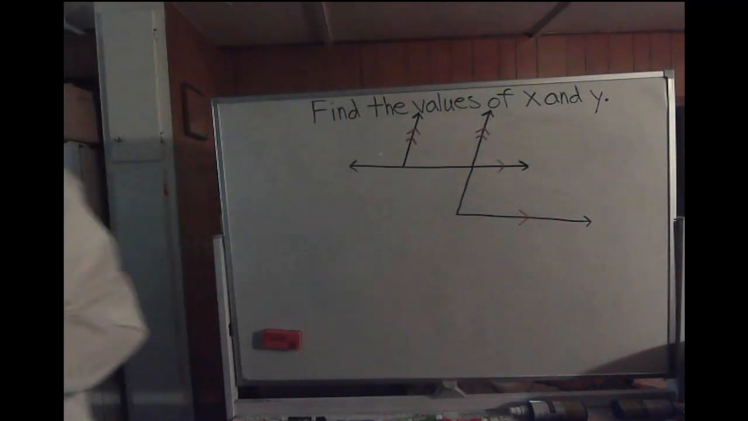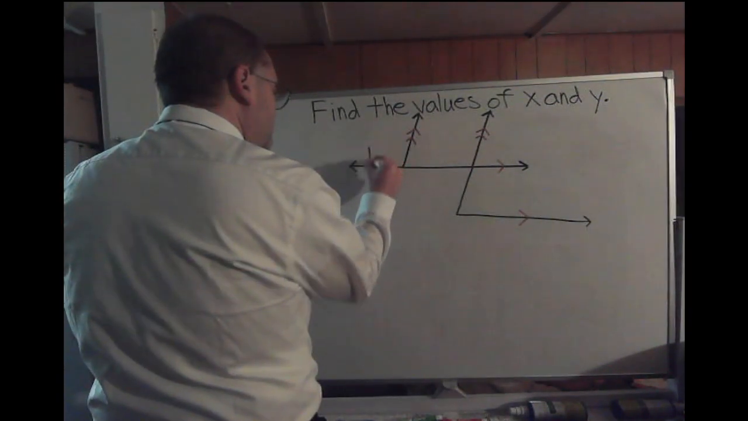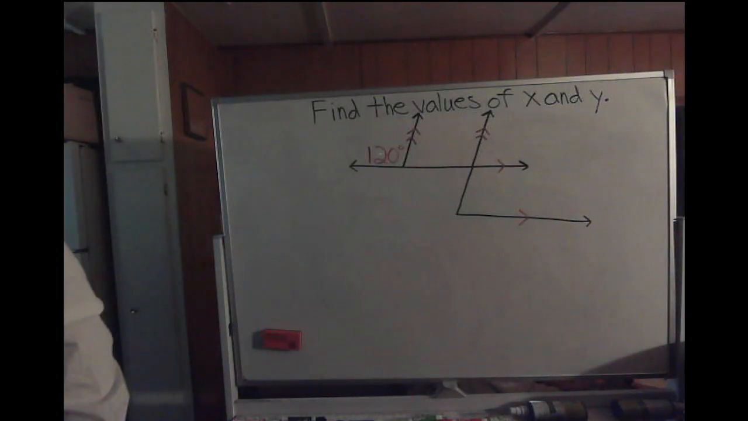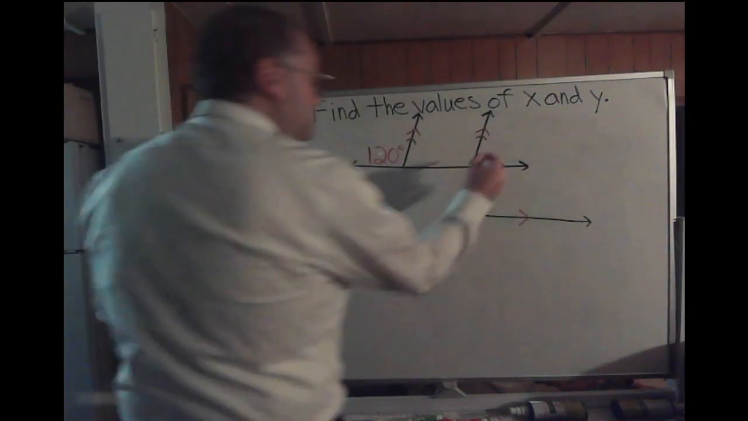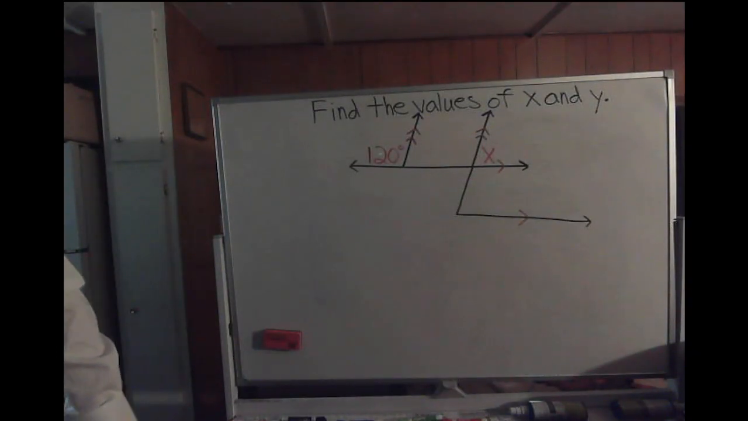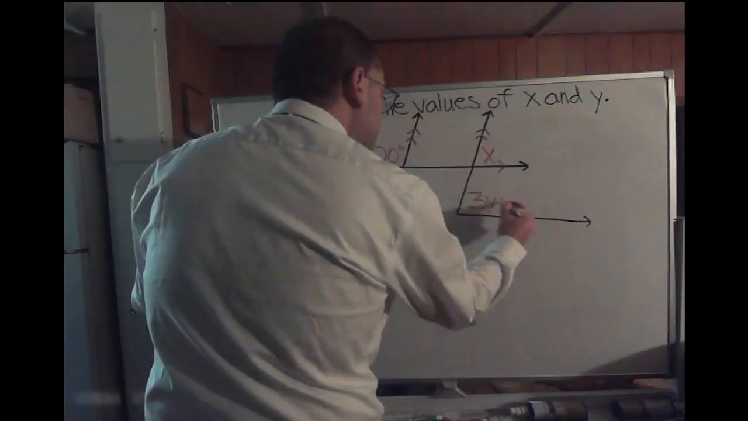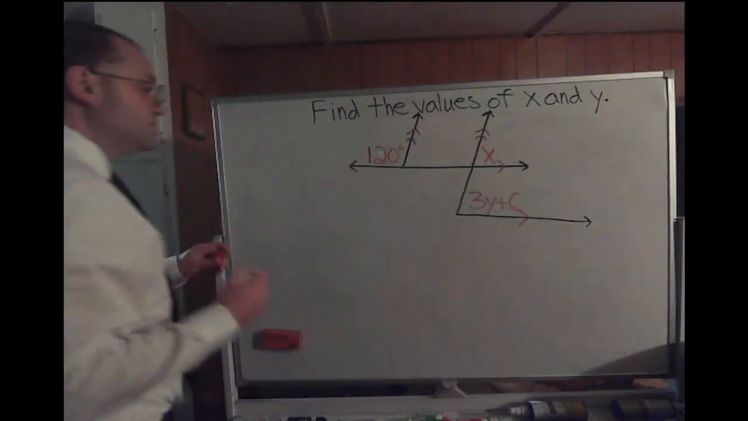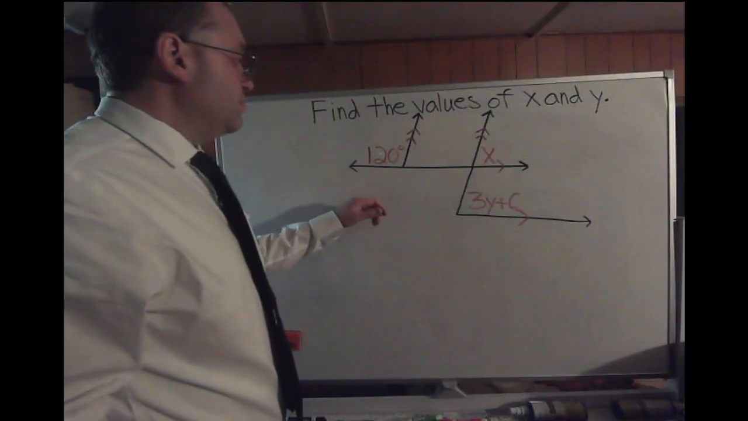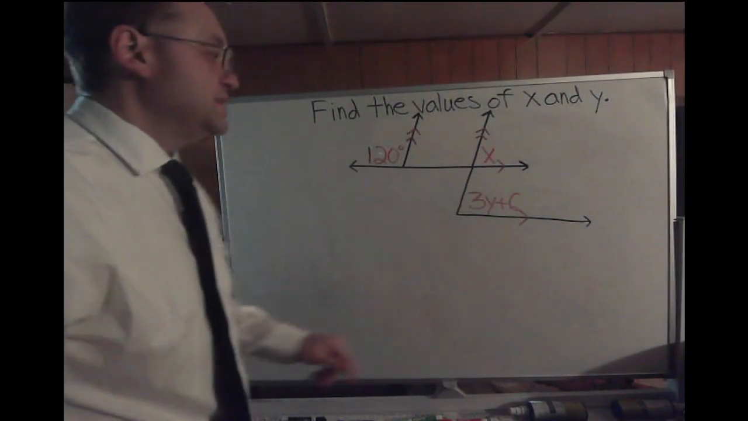Okay, what are our angle measures for this one? This one comes in at 120 degrees. This one comes in at x. And then we got here 3y plus 6. So we have parallel lines here with angle measures 120, x, and 3y plus 6.